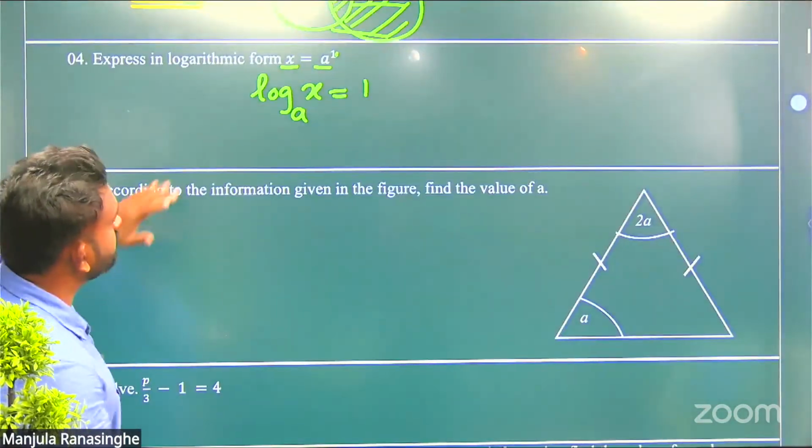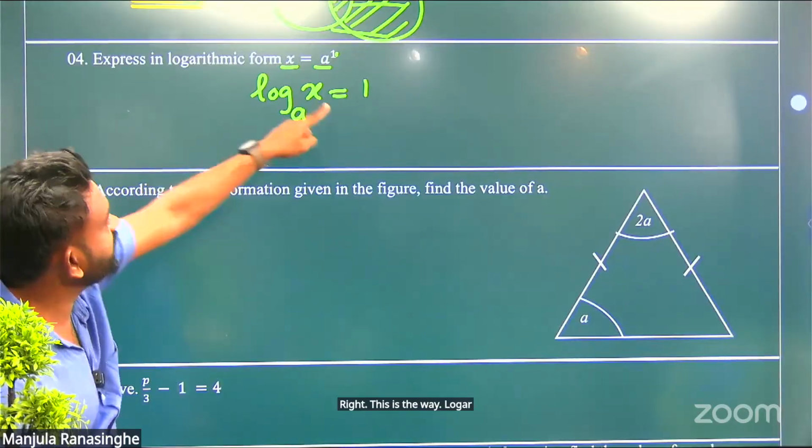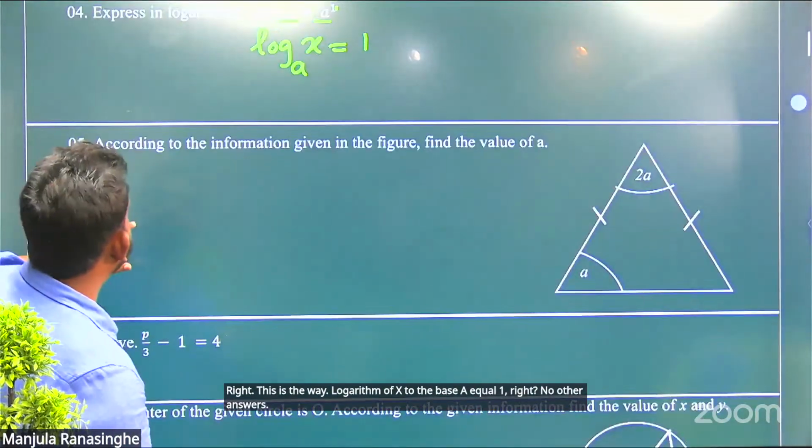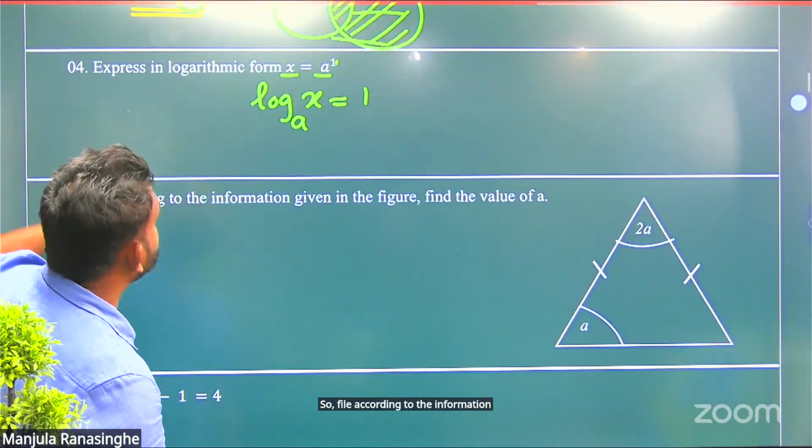Right. This is the way. Logarithm of x to the base a equals 1. Right, no other answers. So, question 5: according to the information given in the figure, find the value of a.